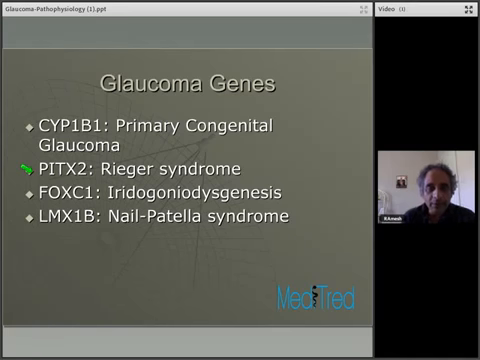From the exam point of view, again, among the glaucoma genes, remember some of these. CYP1B1 is related to primary congenital glaucoma, PITX2 to Rieger syndrome, FOXC1 to iridogoniodysgenesis, and LMX1B to nail-patella syndrome. As to why you should remember this, it's purely from the exam point of view. If there are any geneticists listening to this lecture, of course, this will stimulate interest in you, but for most practicing clinicians and residents in training, you need to at least have a primary basic understanding of these genetic defects that are associated with glaucoma, and remember these specific genes in relation to your exams.